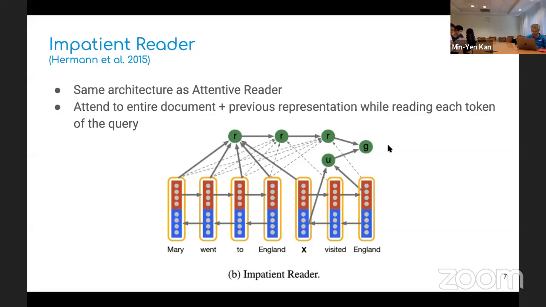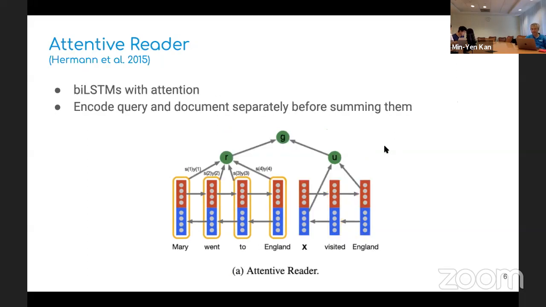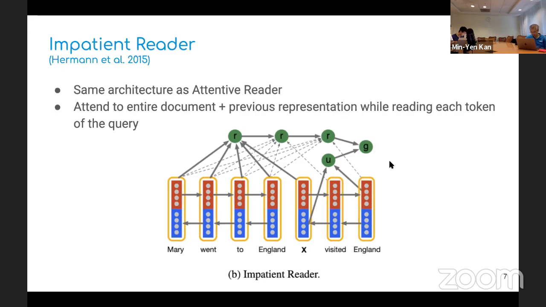What do you mean do the same thing? Like they sum it together. Okay. Well, why is the model called impatient reader? What is it impatient about? Oh, because the previous one reads the whole question first, right? And then it attends to the entire document. Whereas this one, it's kind of reading the whole document for each token in the query.